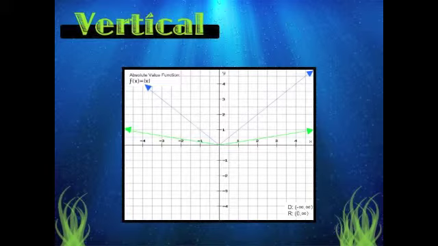Next is vertical shrinks, when a graph becomes shorter. To make a function have a vertical shrink, multiply the function by a number less than 1.